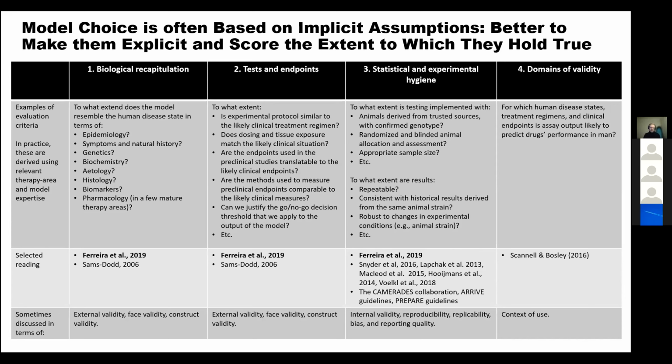The first thing to do is to formally set out criteria which say the extent to which your model recapitulates human biology. And again, I'll point to a framework that does that on the next slide. Something else that one needs to evaluate and formally assess are tests and endpoints. In my view, there's surprisingly little literature which tells you how to do 1 and 2, right? Number 3 is statistical and experimental hygiene. So are your sample sizes big enough? Are you biased? Is it blinded, et cetera? There's actually a very, very large literature there and an awful lot of very practical guidance.